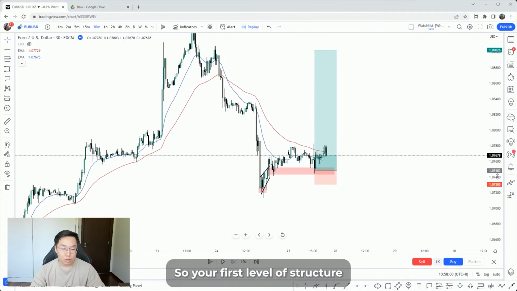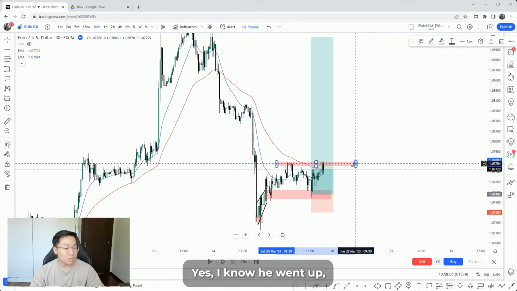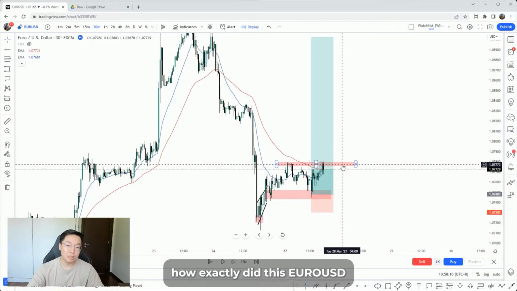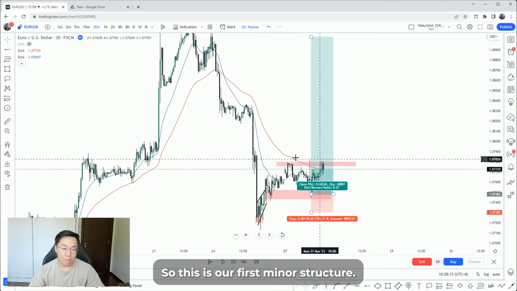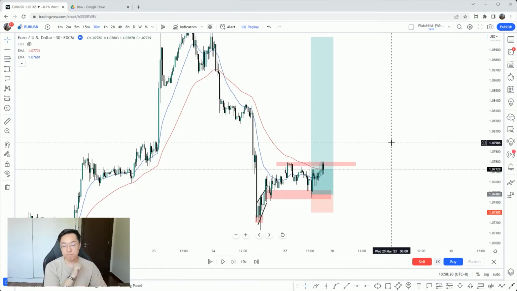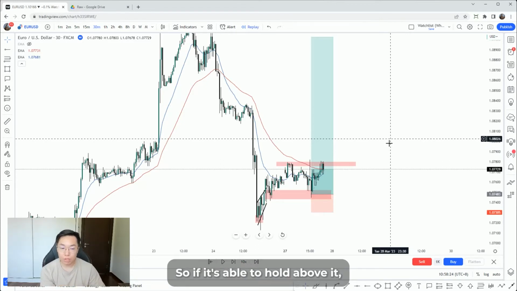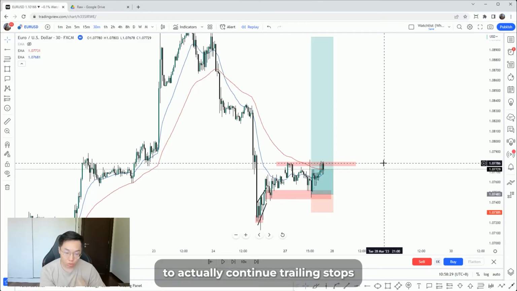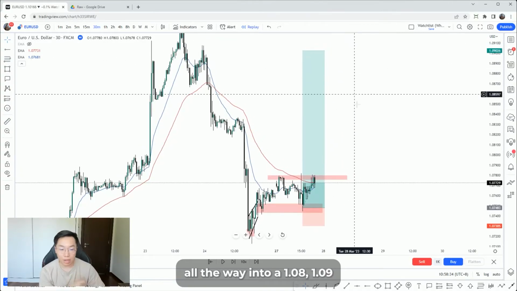So it's running. Your first level of structure is that resistance. Again, I don't know what's going to happen next. Yes, I know it went up, but we did not know how exactly this euro dollar actually went up, right? So this is our first minor structure. When I'm looking at this, my first thought process is, hey, I want to see price being able to hold above it. If it's able to hold above it, I'm happy to continue trailing stops and just let it run all the way into 108, 109.